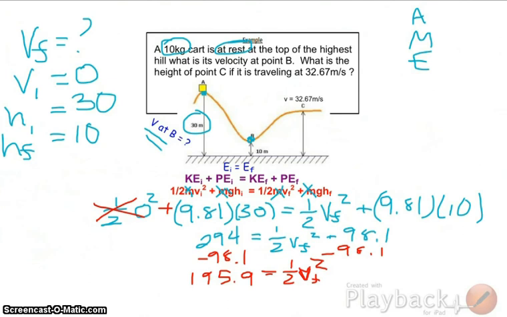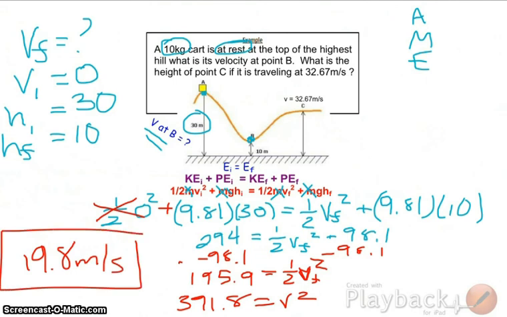Alright, so we got to undo what's being done, the multiplication. So we divide both sides by 1/2, multiply by 2, and we get 391.8 equals V squared. Take the square root, and you get 19.8 meters per second. Okay? That's total energy. Energy at one point, energy at the other.